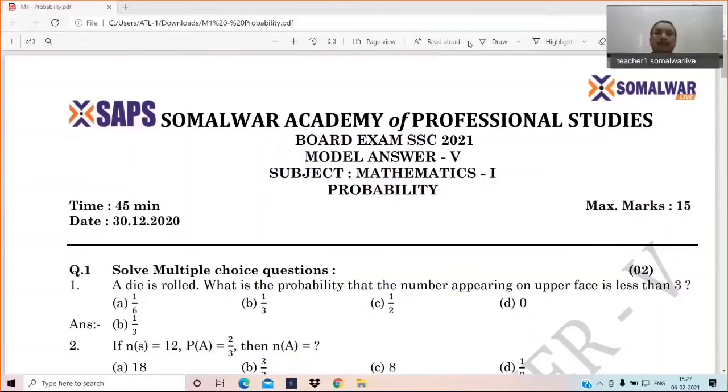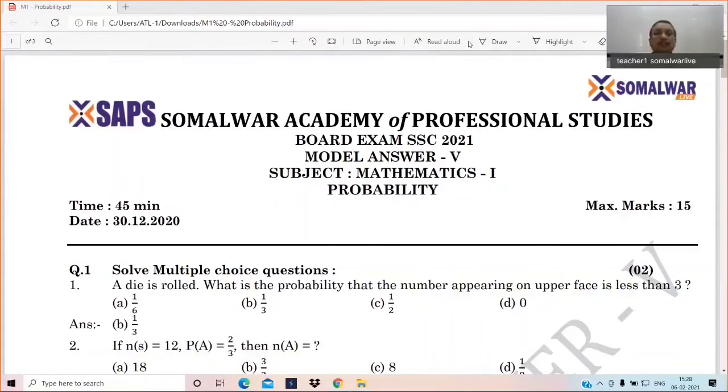Again, I am here to discuss one model answer of round 5, Natural Language of Maths 1, and the topic is very interesting, easy, scoring, that you know. It is probability. So, without going for other introductory part, let's start with the discussion on model answer.